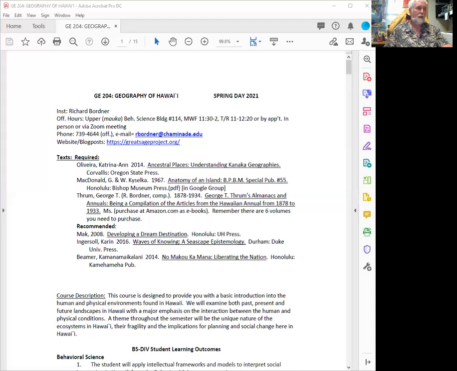The last is some of the Thrum volumes. I compiled Thrum material years ago, I think in 2006 or something like that. George Thrum was an editor. He originally was a printer, so he printed business cards, wedding invitations, stuff like that. He got into the printing of newspapers, both Hawaiian language newspapers, and later bought or started what became the Star Bulletin. So he was a newspaper publisher. He also published almanacs, which I think you can still find in grocery stores and places like that.